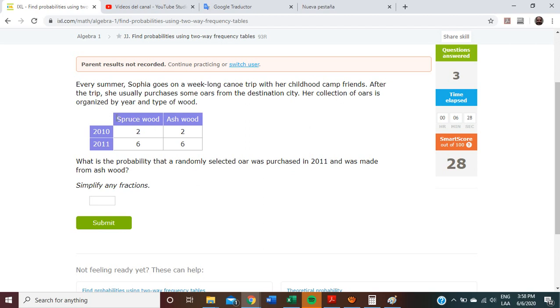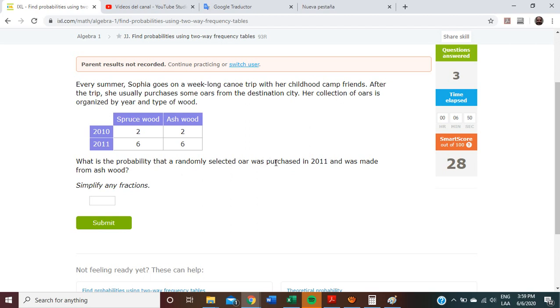We're just going to read the titles of the columns. So Sprucewood, Ashwood, 2010, 2011. So they look like years, right? And they are wood or types of wood.